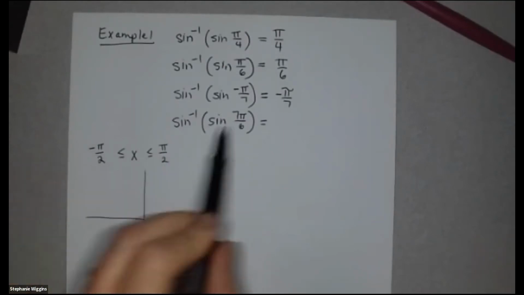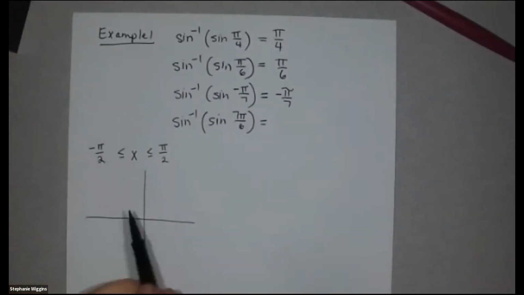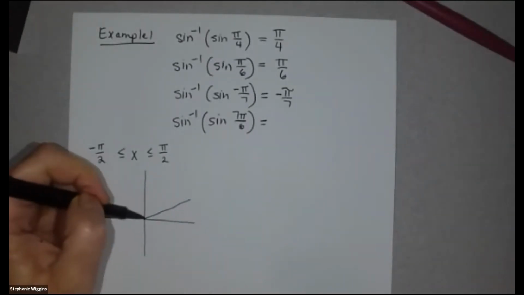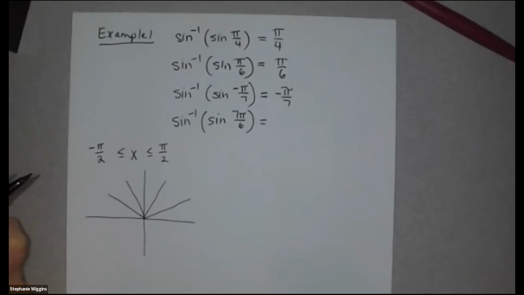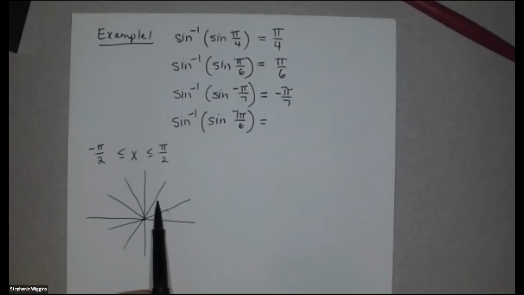So remember, we divide up our half circle by 6 when we're doing this. Here we go. You're coming around 1, 2, 3, 4, 5, 6, 7, 7 pi over 6 is right here, okay? That's 7 pi over 6.